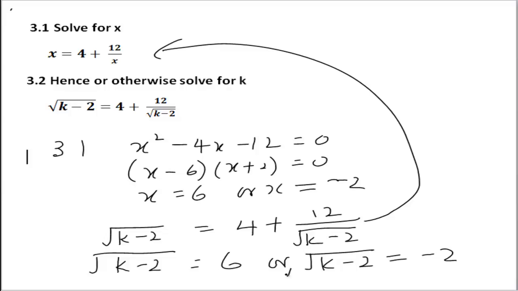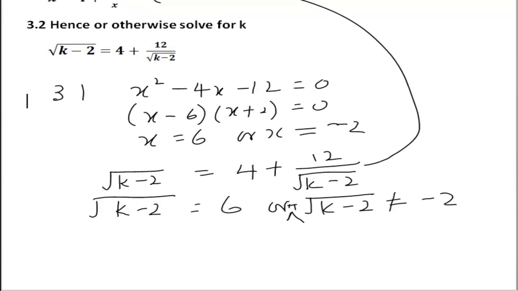Now all of us should know that the positive square root must give us a positive answer. But here we got a negative answer, so we don't worry about that. Now we need to square both sides, so we'll get k minus 2 is equal to 36, k is equal to 38.